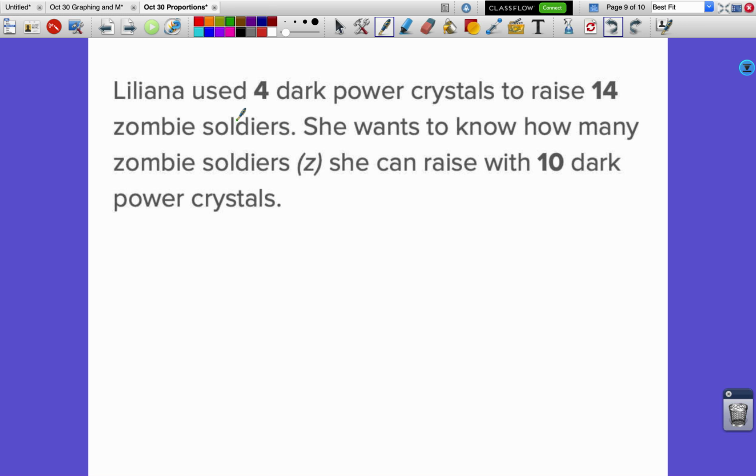Liliana used 4 dark power crystals to raise 14 zombie soldiers. She wants to know how many zombie soldiers, Z, she can raise with 10 dark power crystals. So 4 dark power crystals equals 14 zombies. So 4 over 14. So I'm always going to do crystals on top and zombies on the bottom. Equals, she wants to know how many zombie soldiers, so I'll use Z this time, she can raise with 10 dark power crystals.